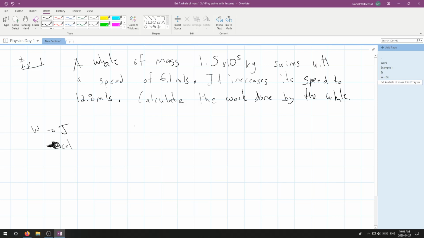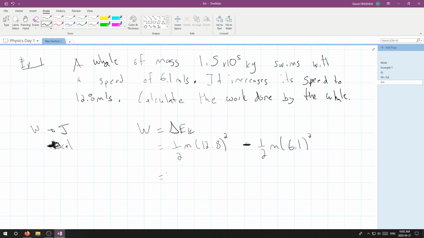Okay, so let's calculate this. The work done is just going to be the change in the kinetic energy. The change in the kinetic energy is just going to be 1/2 times the mass of the whale times its final speed, which is 12.8. That has to be squared, because that is 1/2 mv squared, and then subtract 1/2 m times the initial speed squared, and that's the work that the whale did in joules to get up to that speed. What is that answer? Let's look.